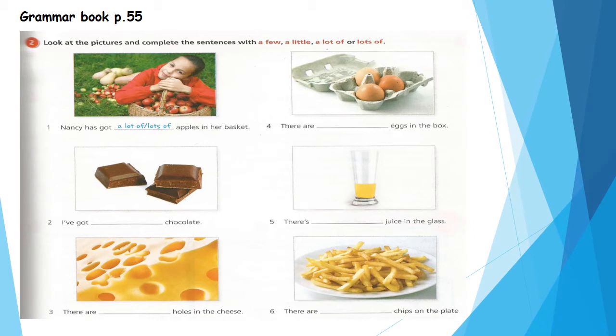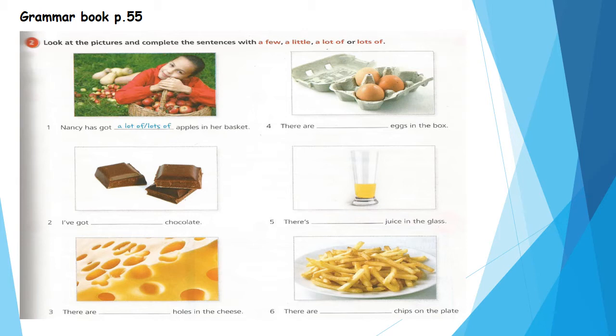Okay, your grammar book, page 55. Look at the pictures and complete the sentences with a few, a little, a lot of, or lots of. Number 1 is done for us. Nancy has got lots of apples in her basket. Look at this picture. Has she got a large quantity of apples or a small quantity? Yes, she has got a large quantity of apples. So we'll say what? A lot of or lots of. Both have the same meaning. We can use a lot of or lots of. Both are correct.